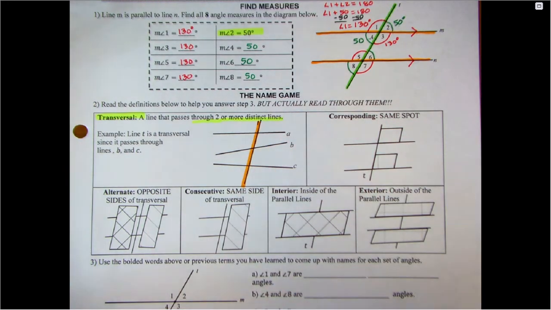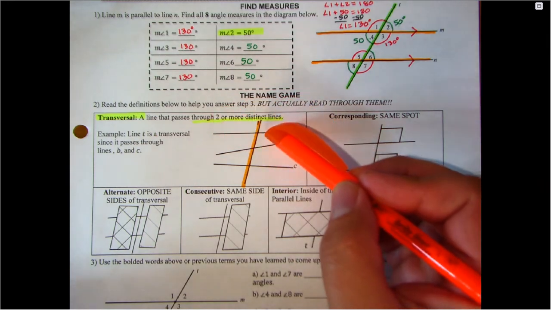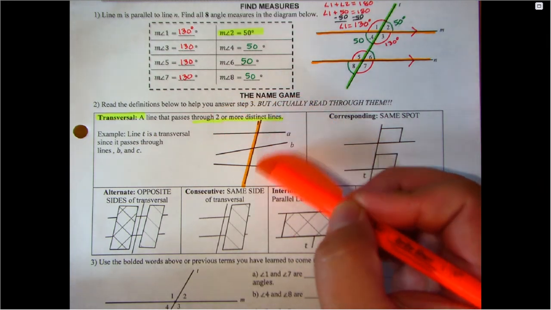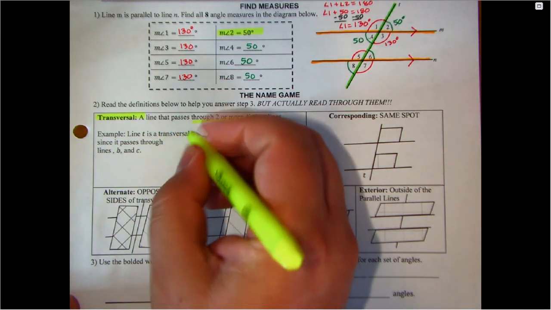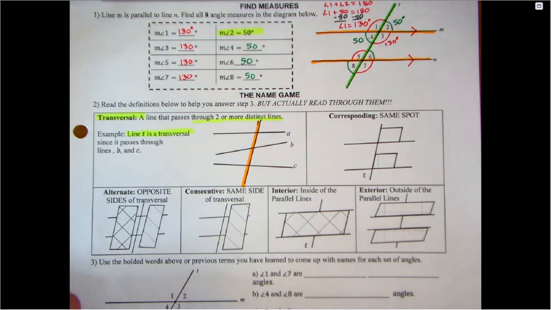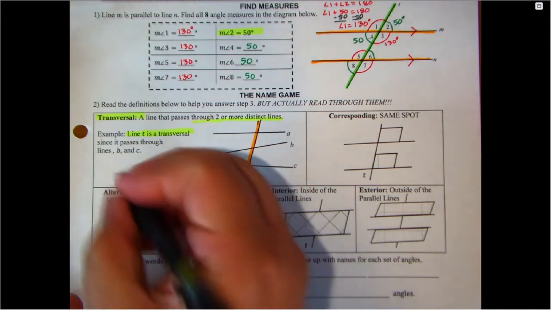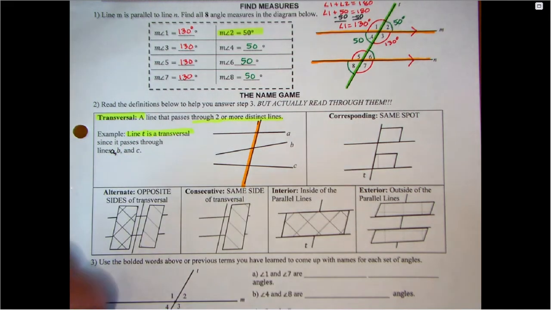Why? Because it's making contact with not just 2, it says through 2 or more. This one's making contact with 3 of them. So it says line T is the transversal, since it passes through line A, B, and C. And it looks like the A was left out for some reason. We'll only highlight that part, but it passes through line A, and there you go, B and C. Okay, so a transversal is any line that hits or crosses 2 or more lines.